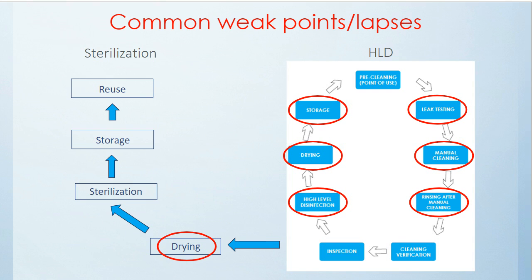Okay, so this slide highlights some common weak points or lapses that occur within the reprocessing of scopes. On the right, you have the high-level disinfection, and we can see things go wrong at all steps in the process, which is why we have recommended and in certain cases required these verification steps, cleaning, verification, and inspection, because that helps you ensure that your manual cleaning and your rinsing was done adequately.